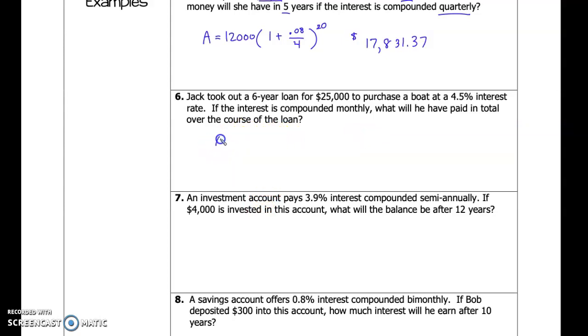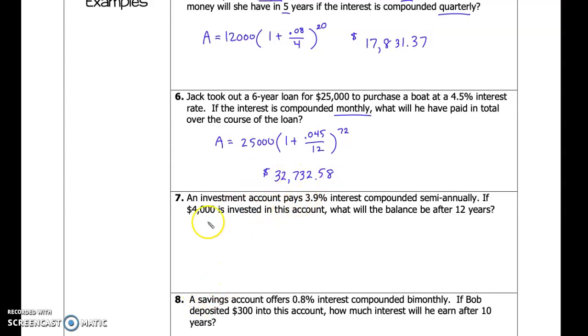All right, so he took out a loan for $25,000. Okay, his rate is 4.5%, so 0.045. Okay, it's compounded monthly, which is 12, raised to the 12 times 6, which is 72. All right, and then we're just going to put this whole thing in the calculator. All right, when we do that, we find that he pays $32,732.58.